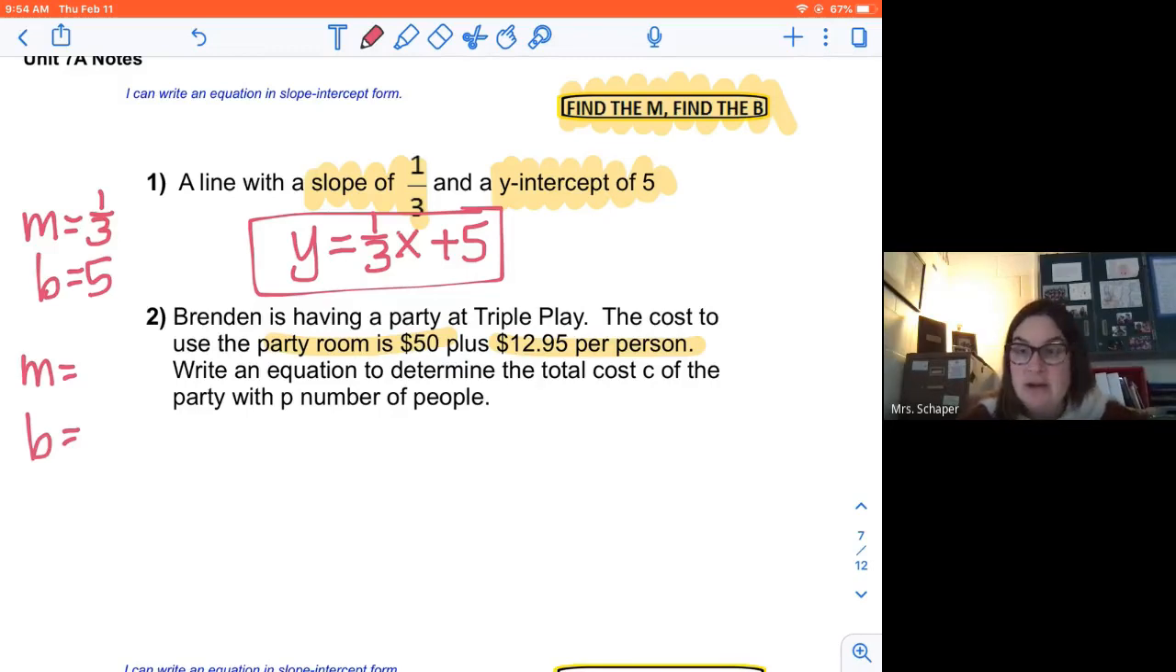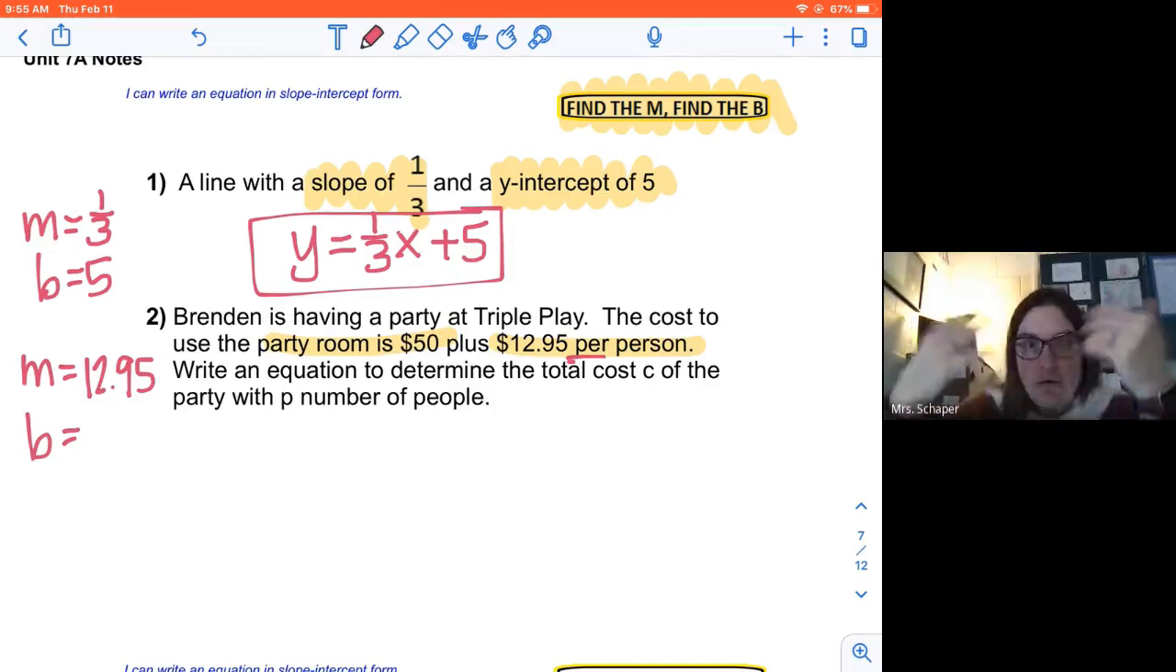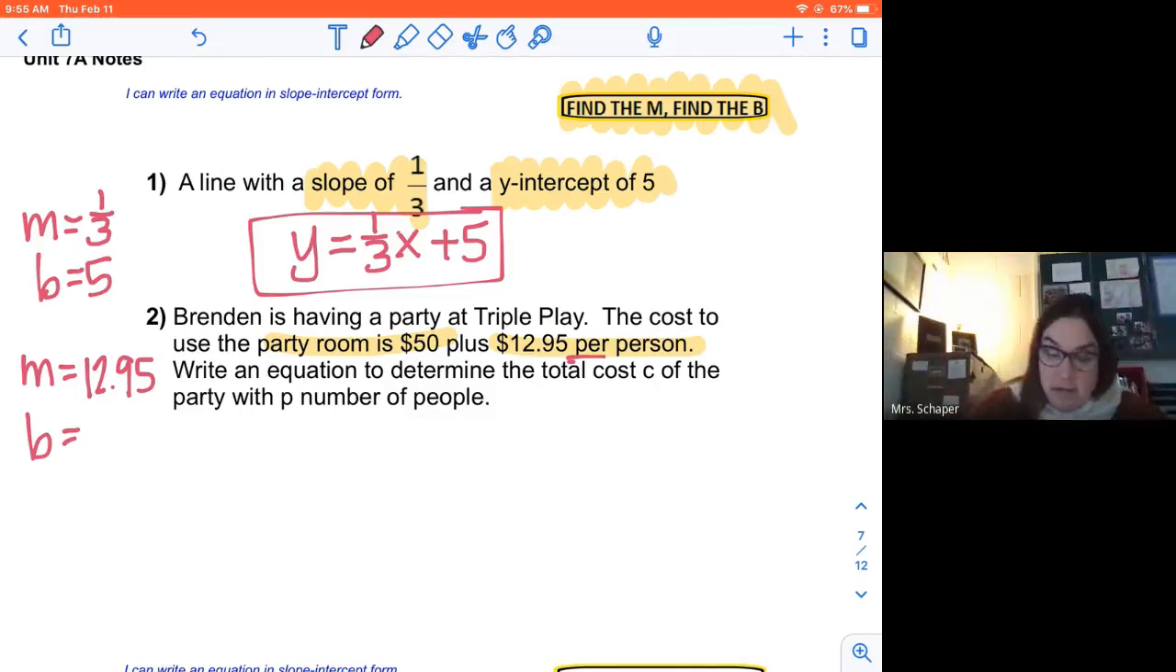My m is my rate of change, my b is my y-intercept, it's my starting amount. When I look at this scenario, I see that it's $12.95 per person. That tells me that's going to be my rate of change because it says per person. And then the cost to use the party room is $50. I need to pay that $50 whether I have 3 kids or 10 kids or 20 kids. Crazy. But I have to pay that no matter what. So that's going to be my starting amount. That's where I'm going to be starting.